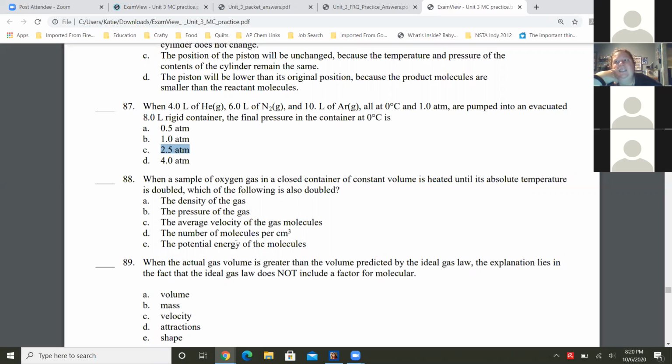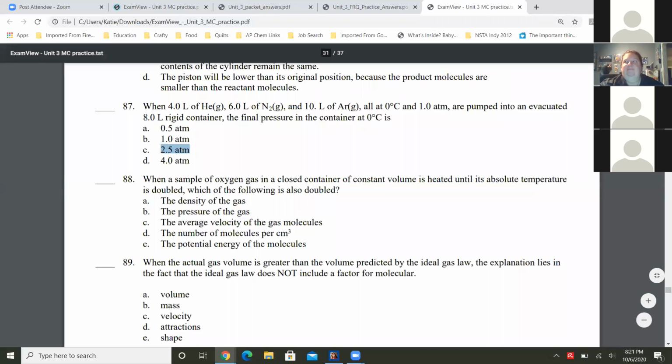So that's a lot of work for a multiple choice question, because you're basically doing 4 whole calculations. You're doing 3 combined gas law P1V1 equals P2V2 calculations, and then adding all of those pressures together. I didn't do all of that, but I got the right answer.